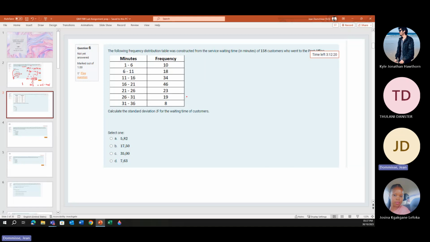This was the one also that we got last time. There were 158 customers. They said we need to calculate the standard deviation. Carl, you still said on what page? Let me quickly check where that was. Maybe it's still in the chat that you said which page it was, something like 365. Let's quickly go back to that. 356.